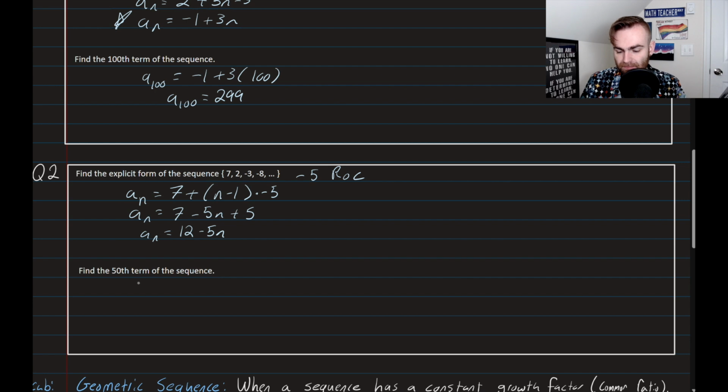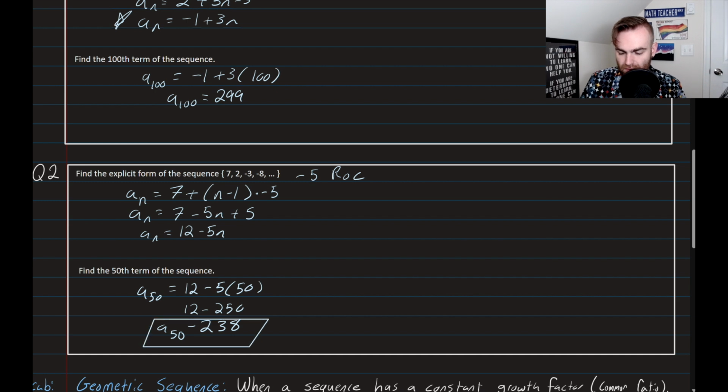The 50th term, well, a sub 50 is equal to 12 take away 5 times 50. 5 times 50 would be 250, so 12 take away 250 would be negative 238. So a sub 50 is negative 238. Not too bad. So that's arithmetic, that's linear-esque, right?